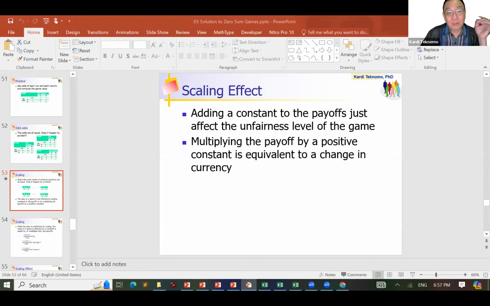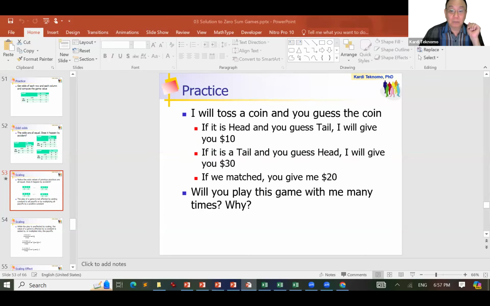So as a conclusion, adding a constant to the payoff just affects the unfairness level of the game. Multiplying the payoff with a positive constant is actually just equivalent to a change of currency, so it will not change the alternative that you choose.